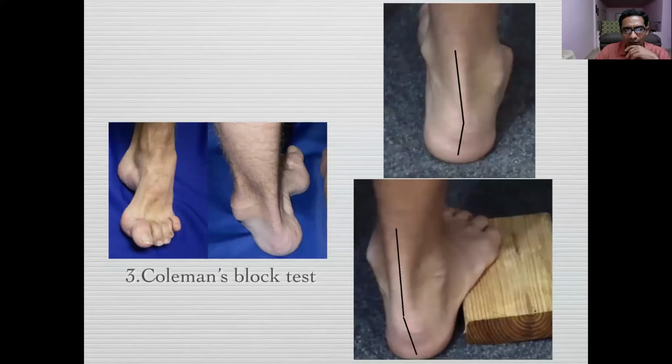The Coleman block test tests the pes cavus. Again, it's a concept that you should read up and understand. Basically, it helps to differentiate whether the hind foot is flexible or not. In a plantar flexed first ray, when you have a cavo-varus deformity, it will tell you whether the hind foot is involved, primary or secondary, or whether the deformities are fixed. If the heel varus is fixed on the Coleman block test, then you have to do some surgery which addresses both the forefoot and the hind foot. If it is flexible, when you solve the forefoot problem, the hind foot will automatically get corrected.